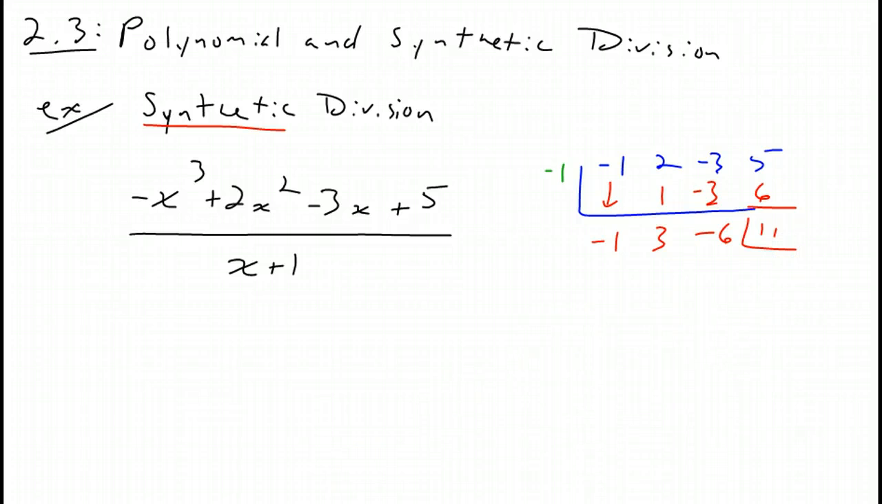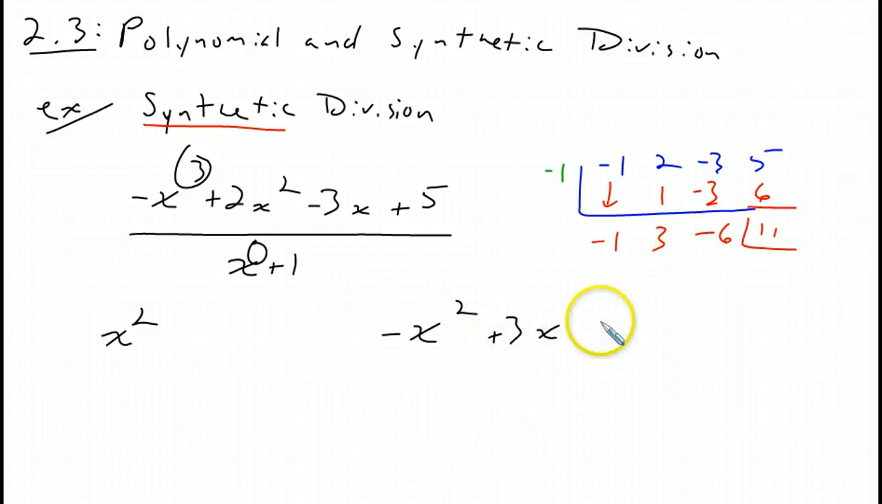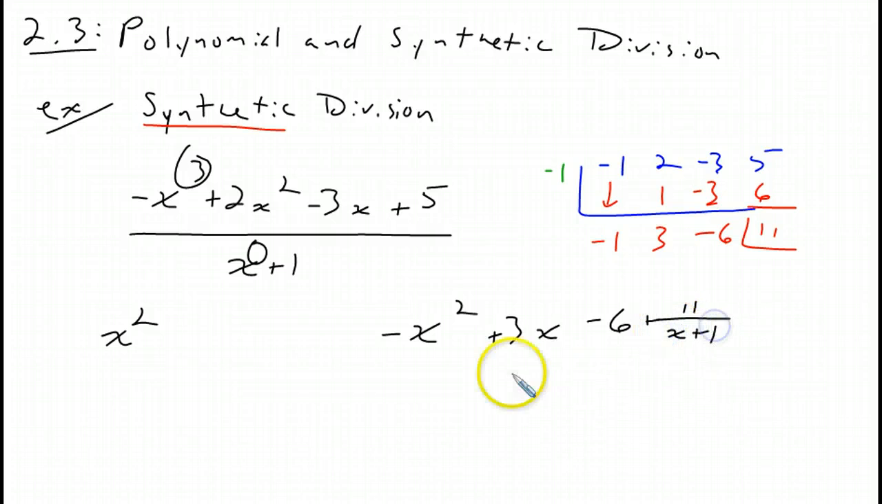Okay, well, just like before, whenever you have a remainder, all you're going to do is just put it over what you're dividing by. So when you write your solution, we had x cubed, we took out an x, so I'm going to be down to x squared as my first term. So I have a negative 1x squared. You can write the 1 if you want to, you don't have to, plus 3x minus 6 plus 11 over x plus 1. There it is.